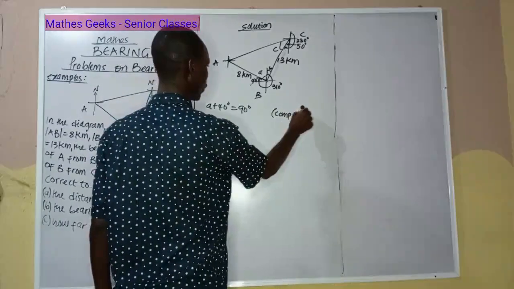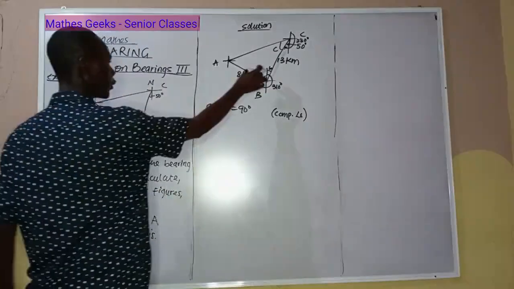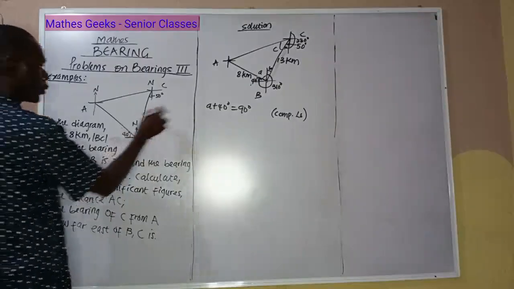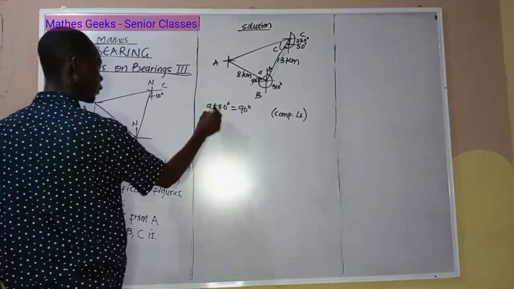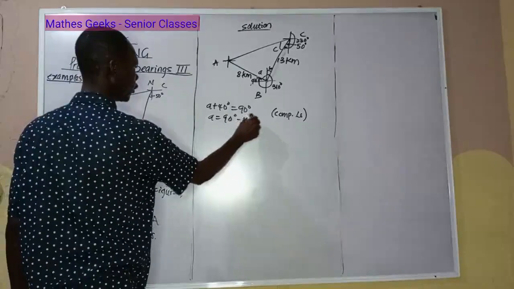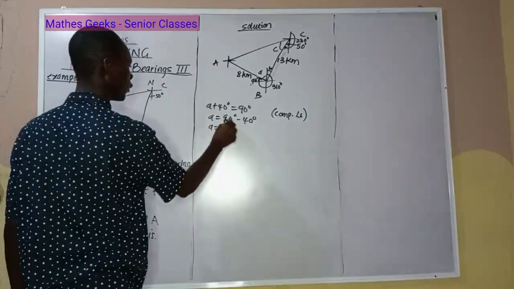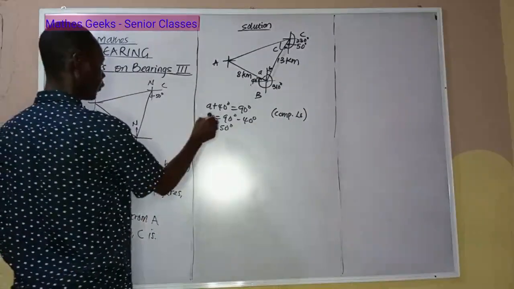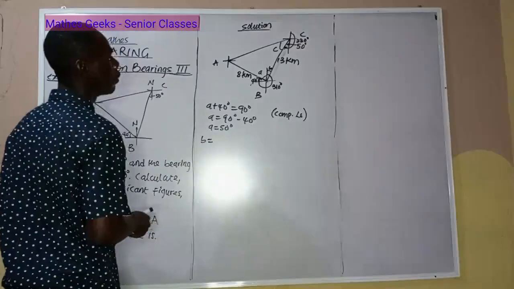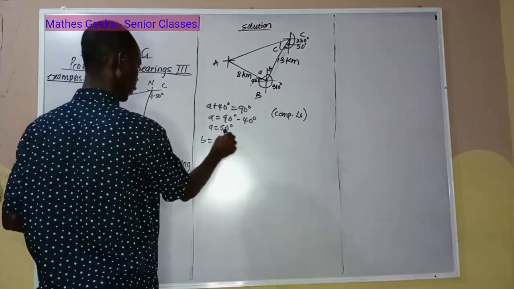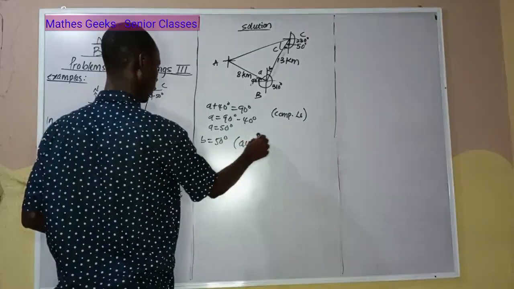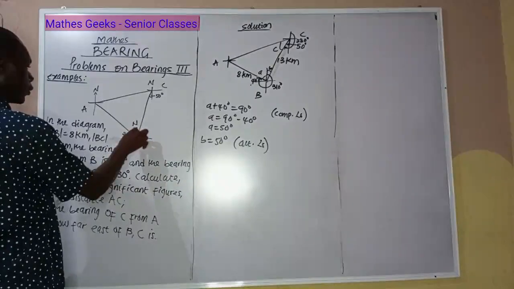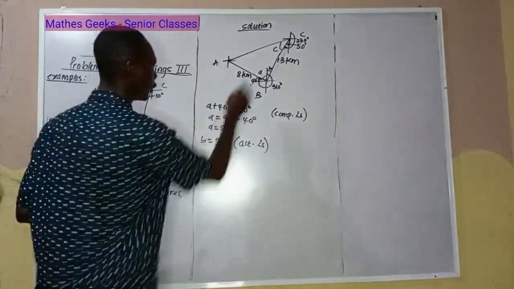Complementary angles. So that means since this part is 40 degrees, from here to here would be the difference between 90 degrees and 40 degrees. So A is equal to 90 degrees minus 40 degrees, and A is equal to 50 degrees. Then B is equal to 50 degrees. Why? Alternate angles. Since here is 50 degrees, by alternate angles, this part will be 50 degrees also, which is B.